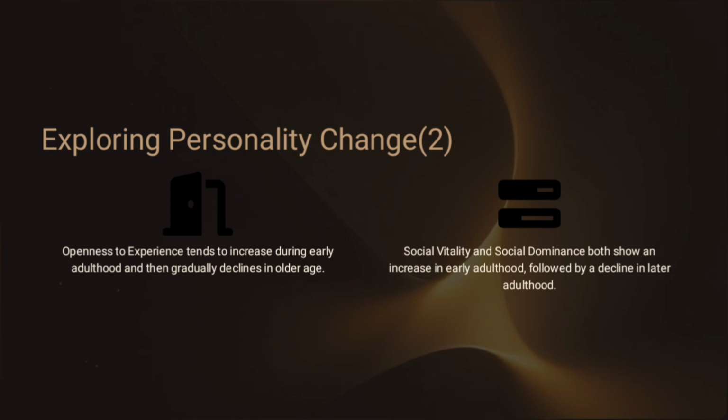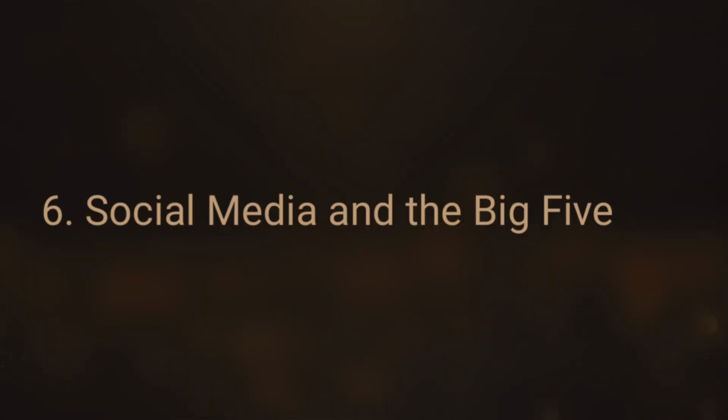So, part two of exploring personality. Openness to experience tends to increase during early adulthood and then gradually declines in older age. Social vitality and social dominance both show an increase in early adulthood, followed by a decline in later adulthood. So, social media and the Big Five.